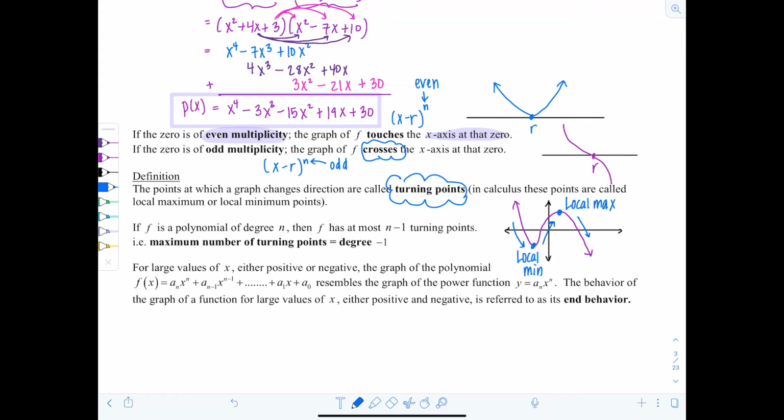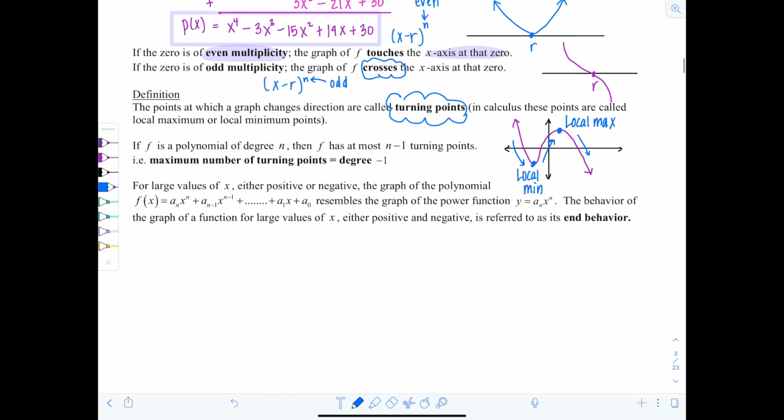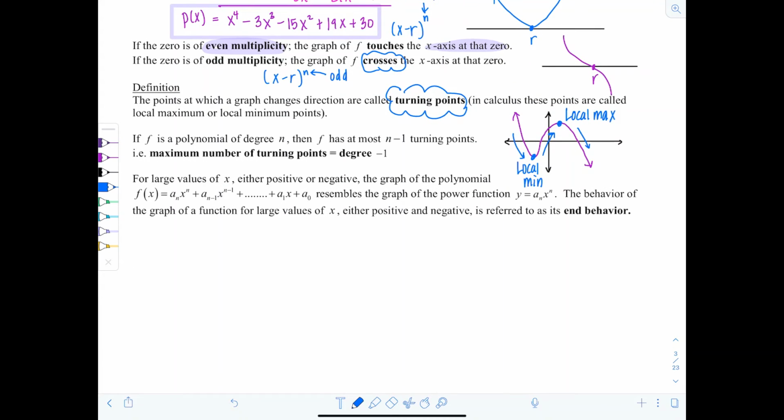And then probably the most exciting thing is that for large values of x, either positive or negative, the graph of the polynomial f of x equals a sub n x to the n all the way down to the constant term, just resembles the graph of the power function a sub n x to the n. So the behavior of the graph of a function for large values of x, either positive or negative, is referred to as its end behavior. This is big. So what does this mean?